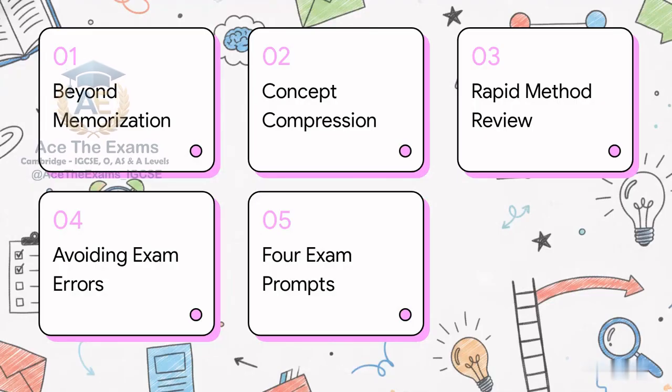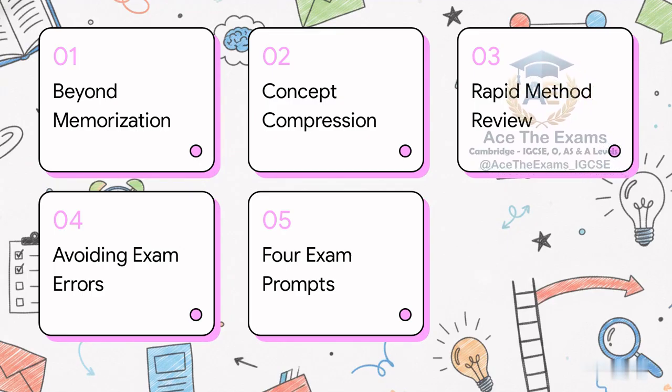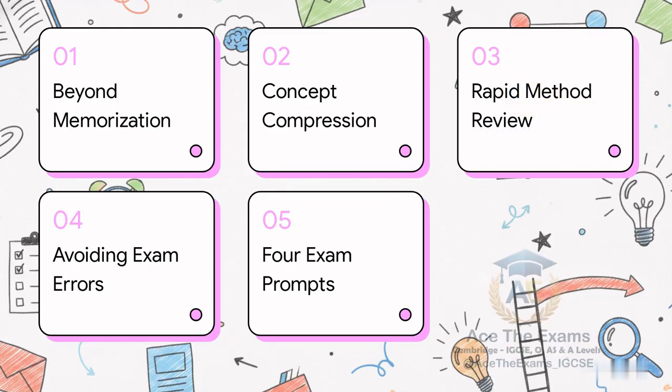So to fix this, we've got a very clear step-by-step structural roadmap for this explainer. First, we'll go beyond rote memorization. Second, we'll introduce the concept compression technique. Third, we'll dive into the rapid method review. Fourth, we're going to break down how to avoid common exam errors. And finally, number 5, we'll look at the 4 exam prompts. Let's get right into it.